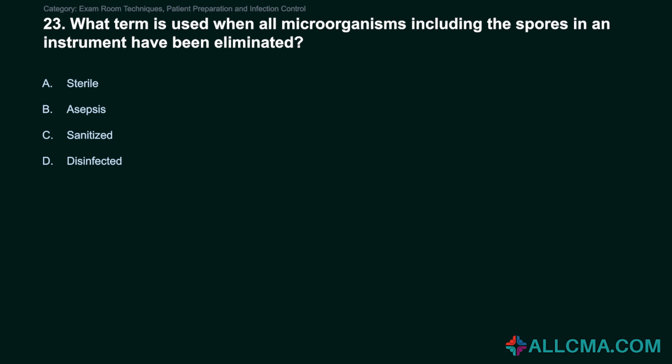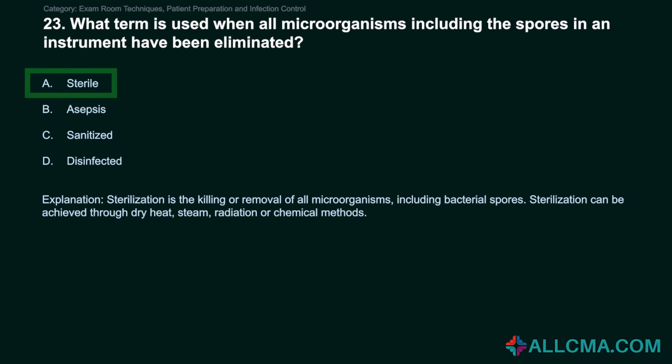23. What term is used when all microorganisms including the spores in an instrument have been eliminated? A. Sterile. B. Asepsis. C. Sanitized. D. Disinfected. Correct answer: sterile. Sterilization is the killing or removal of all microorganisms, including bacterial spores. Sterilization can be achieved through dry heat, steam, radiation, or chemical methods.